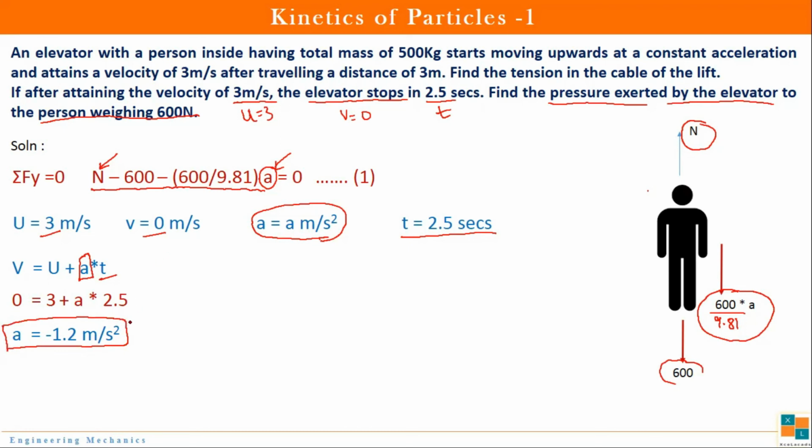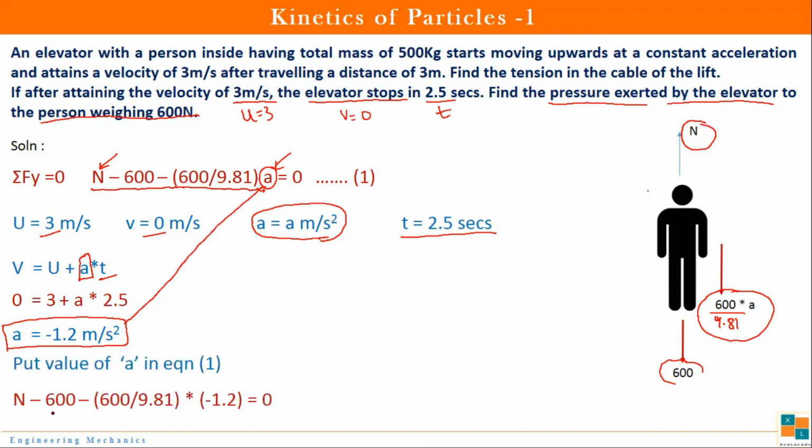Now as a is known to me, I will substitute this value of a in equation 1, and I will get N minus 600 divided by 9.81 into minus 1.2, which is the value of acceleration, should be equal to 0. On solving this, I will get the value of N as 526.6 newtons. So we can write the pressure exerted by the elevator on the man weighing 600 newtons is 526.6 newtons.